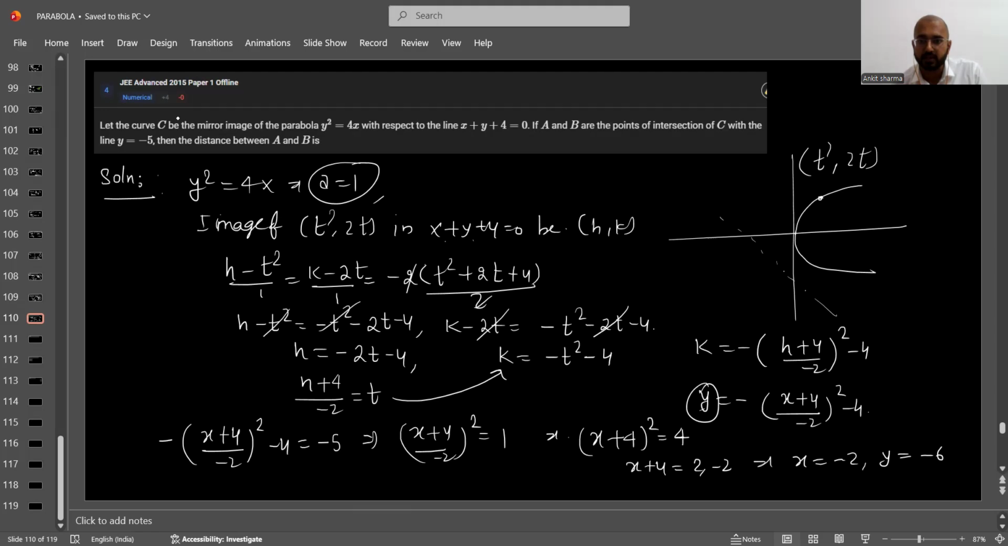So x is equal to -2 and y is equal to -6. So when x is -2, your y is basically, they have already given that y is equal to -5. And here also y is equal to -5. So if I get the distance between them, it's simply -2 comma -5 and -6 comma -5. So the distance between these two points is nothing but 4. So the answer would be 4.